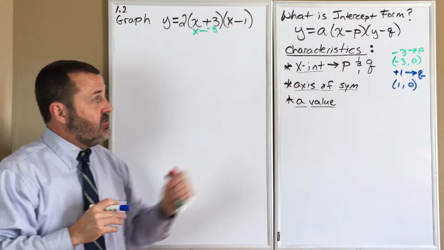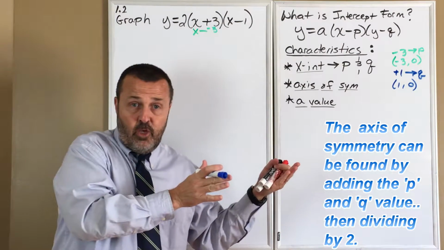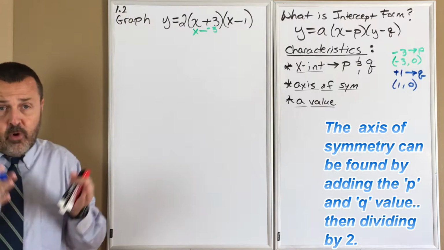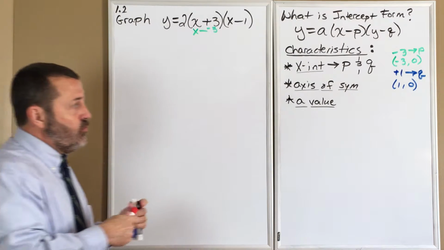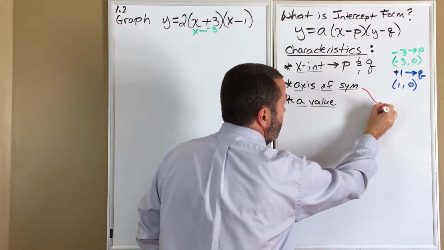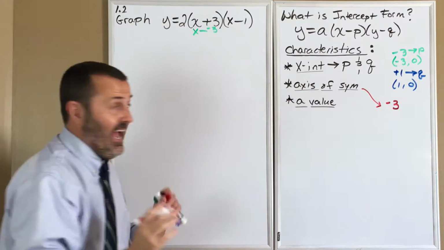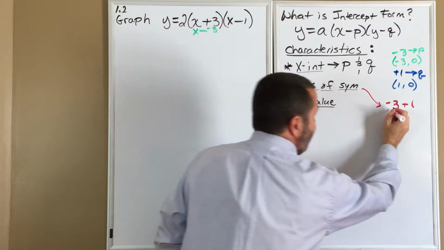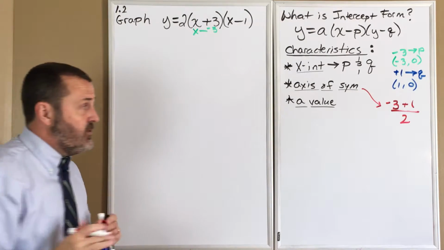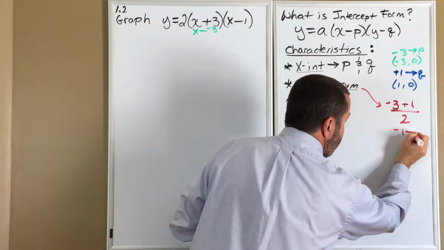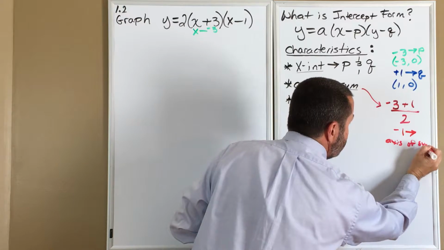We also know the axis of symmetry. The axis of symmetry is simply the sum of p and q divided by 2. We're going to add the p and the q value together, whatever that is, and divide it by 2. I'll use red ink for that. Now, our p value is what? Negative 3. We're going to add that to positive 1 and divide by 2. Negative 3 plus 1 is negative 2. Negative 2 divided by 2 is negative 1. That is our axis of symmetry.